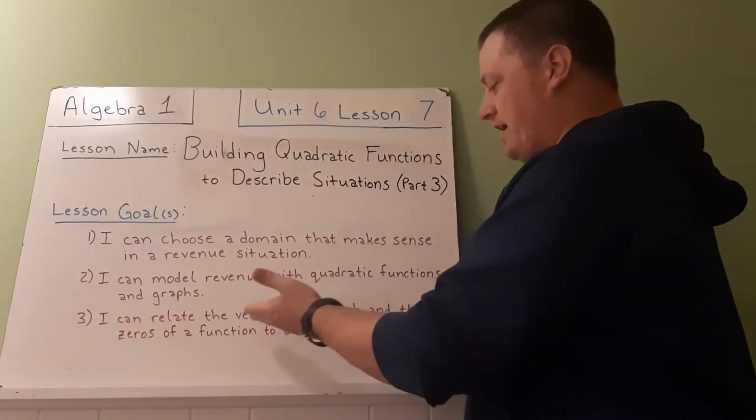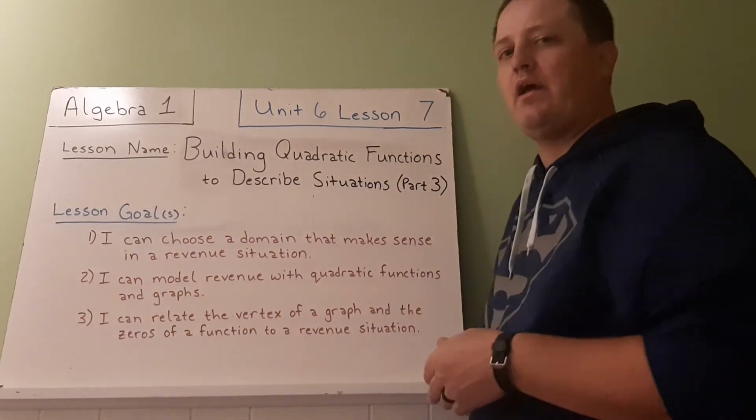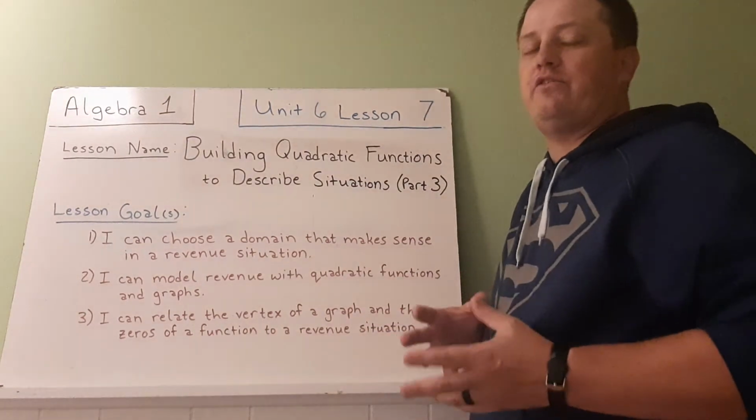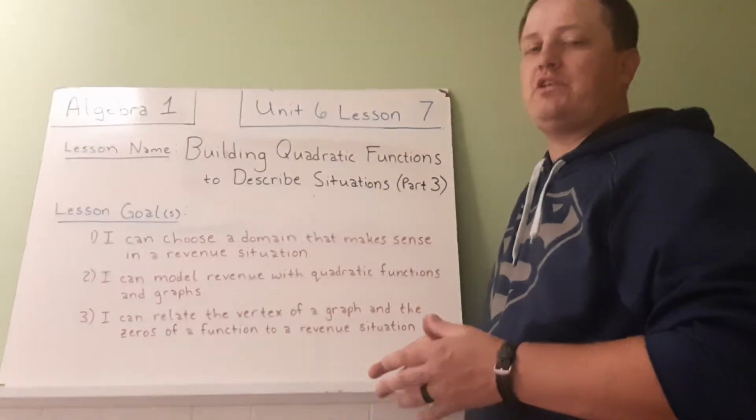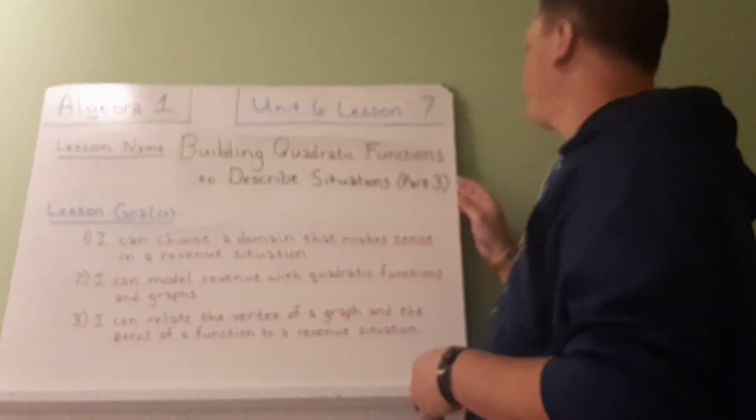I can relate the vertex of a graph and the zeros of a function to a revenue situation. So we'll be looking at what exactly the zeros in these revenue situations mean, and what the vertex means in these revenue situations.